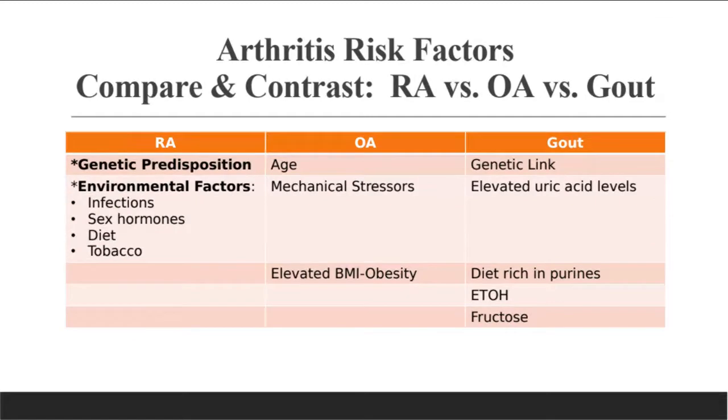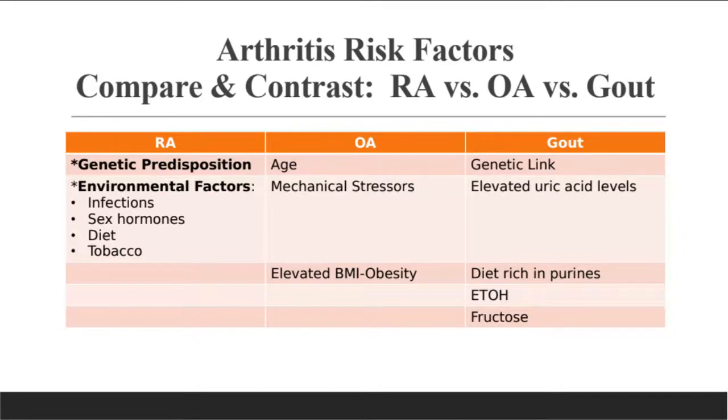The next slide is comparing RA, OA, and gout. So we know that RA is autoimmune. There are some genetic predispositions. We do see it in families. There are certain things that can exacerbate RA. OA is usually age-related, with overuse of those larger joints, some mechanical stressors, and of course, individuals who have an elevated BMI are at risk for osteoarthritis as well.